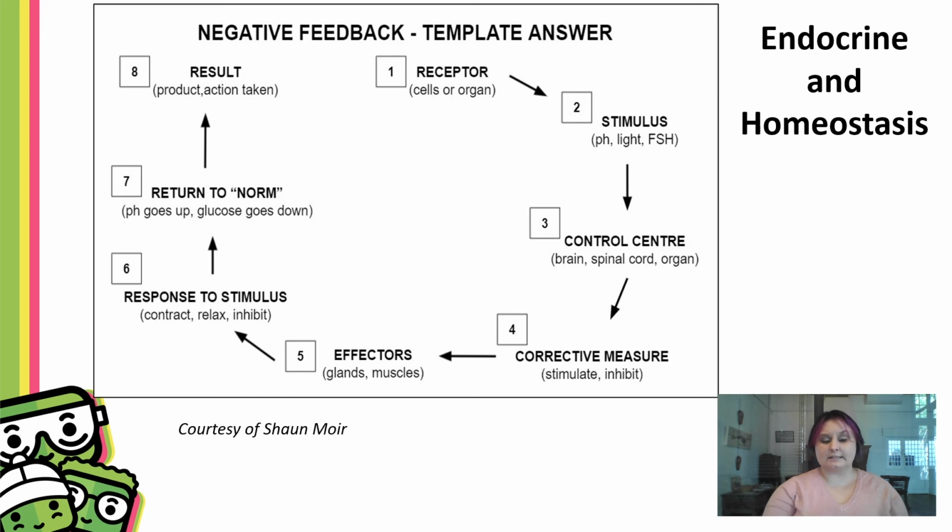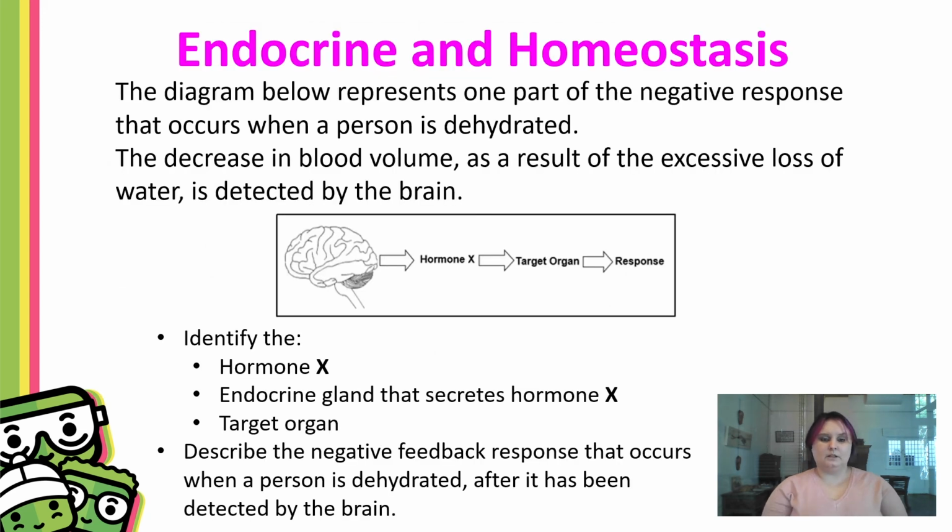So let's look at an example question. So we've got a diagram which represents one part of the negative response. So that's a negative feedback system that occurs when a person is dehydrated. So dehydrated, you're lacking in water, you're going to feel thirsty. And the decrease in blood volume that occurs because we've got less water.